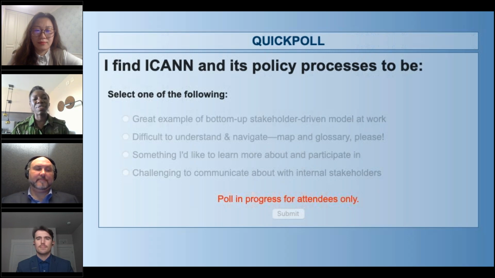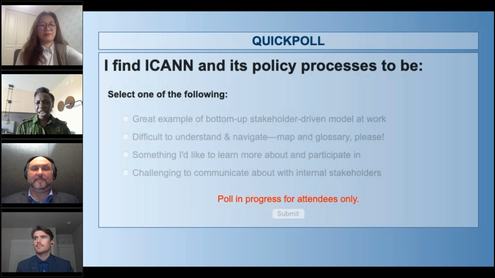And then the last one is challenging to communicate about with internal stakeholders. Which, by the way, if this genuinely is your experience, come and talk to me. I'm really good at talking about policy all day long. Might even be my job. But yes, please vote now. Let us know what you're thinking. Let's gauge the room. Let's see what everyone's thinking at this moment in time.